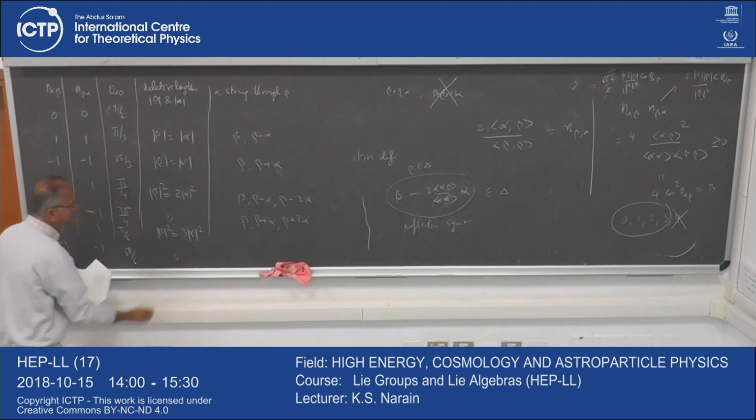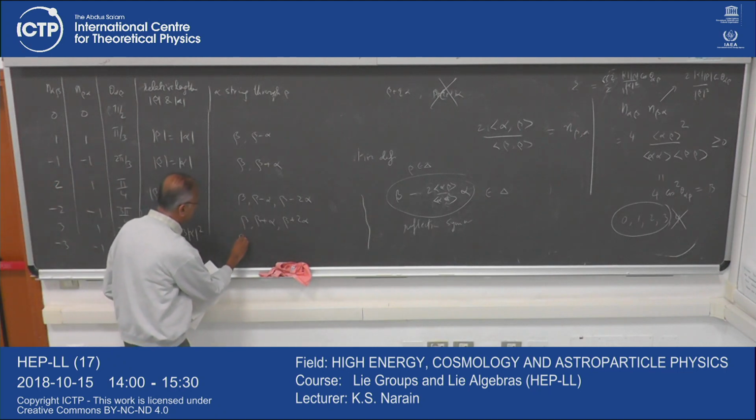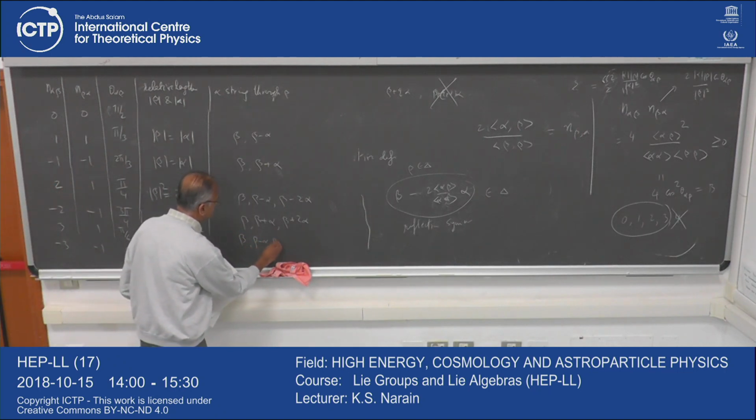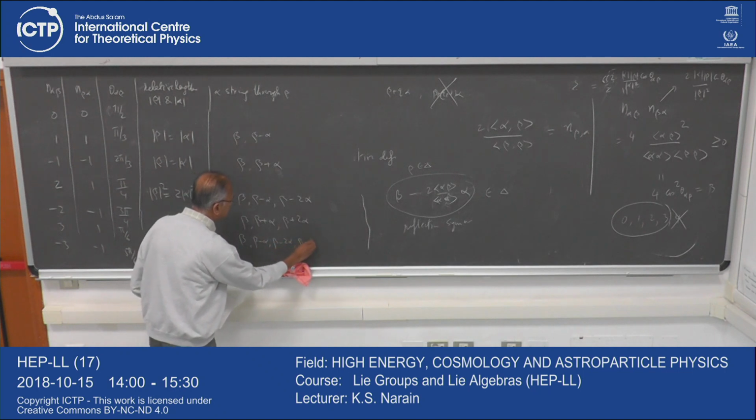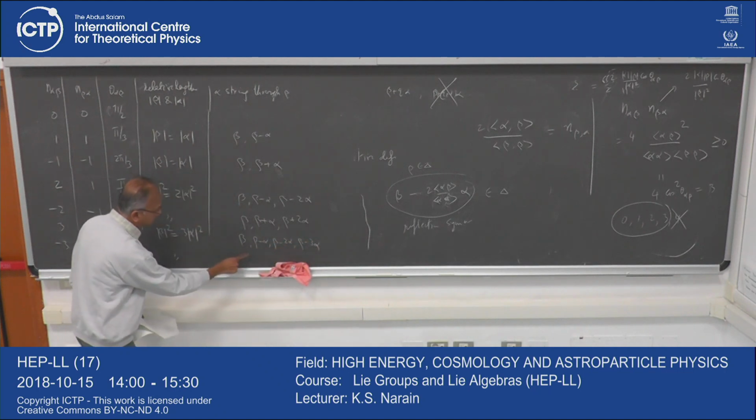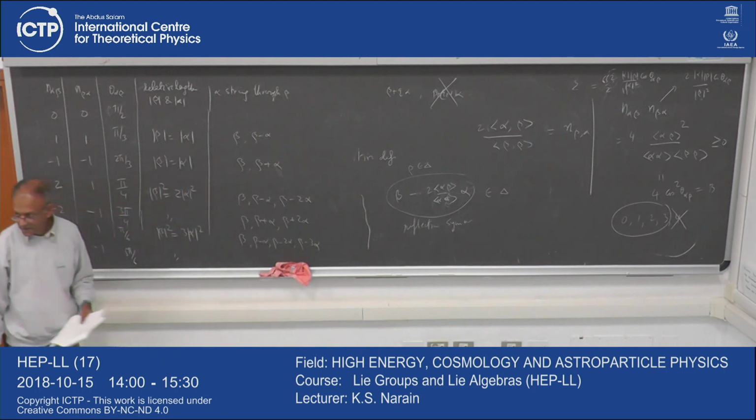And this is the same. And this time the chain will be beta, beta minus alpha, beta minus 2 alpha, beta minus 3 alpha. And in the bottom case everything will be plus. That's the table.